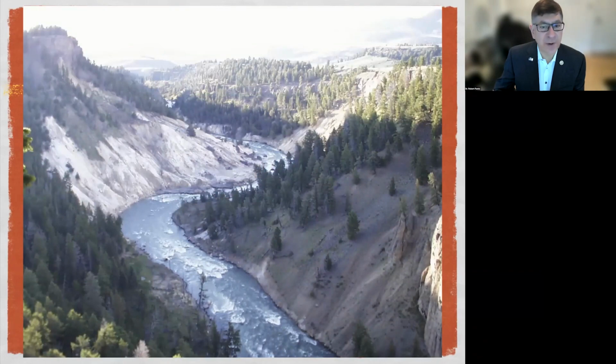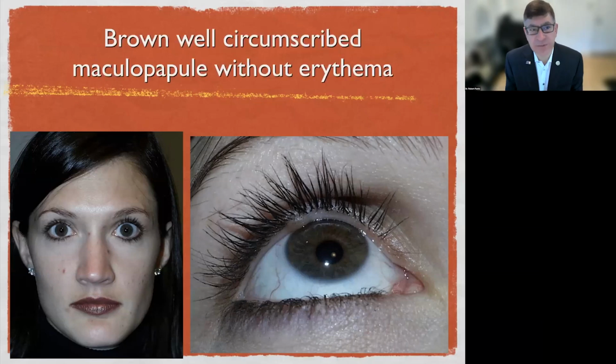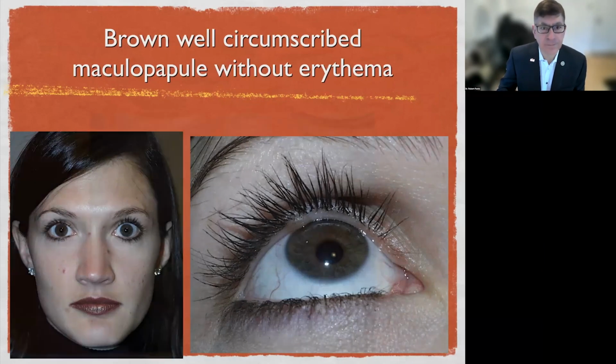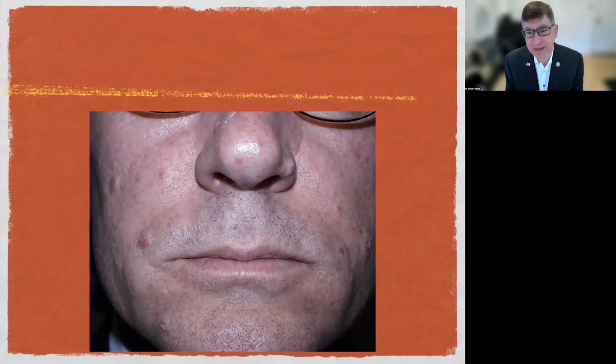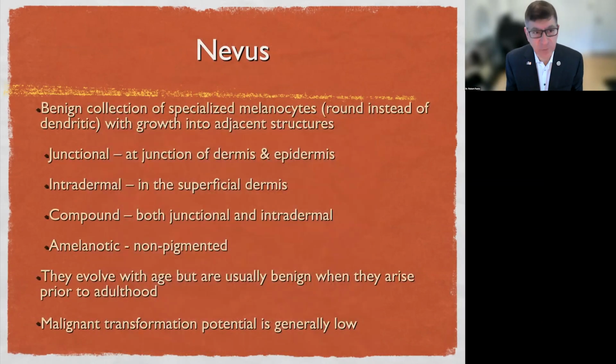Another picture of my part of the world here. Looking at this lady, we can see several things. If you look at her right upper lid, it is seen in the close-up photograph. This is a brown, well-circumscribed maculopapule without erythema. Here we have the same diagnosis, but just showing in another way that it can present. And this fella, I'm describing this as pale pink papules and nodules without erythema. These are all nevi or nevus.